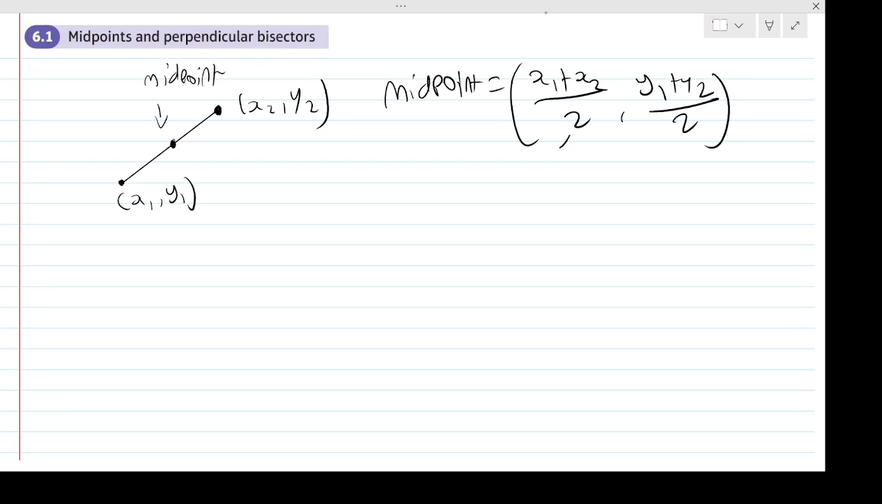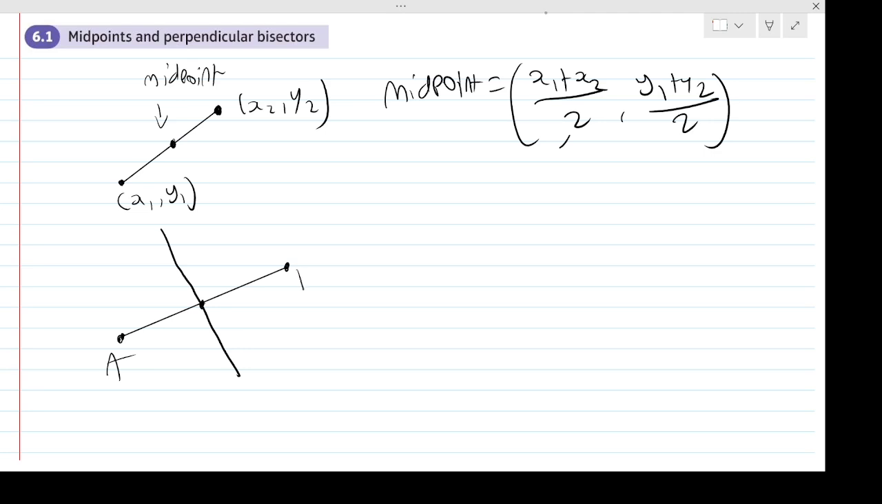Cool. So why is that useful in relation to circles? Well, firstly, let's have a look at perpendicular bisectors. With this idea of a midpoint, let's draw another line there. Then we can draw what we call a perpendicular bisector, which looks like this. It has to pass through the middle. There we are. So the perpendicular bisector is another line that cuts through the middle of a line.